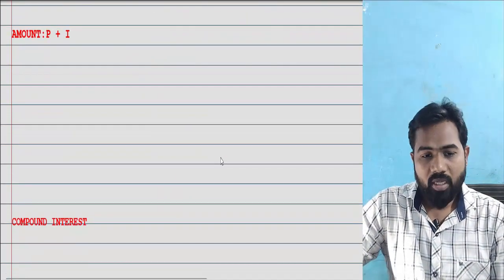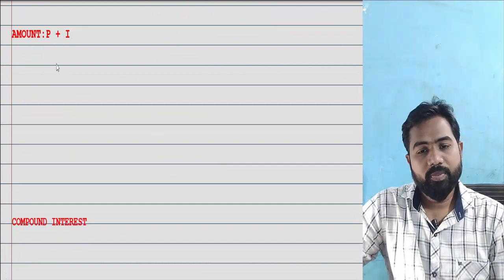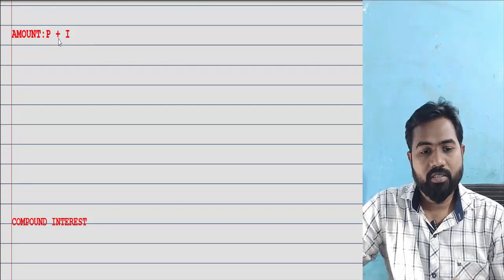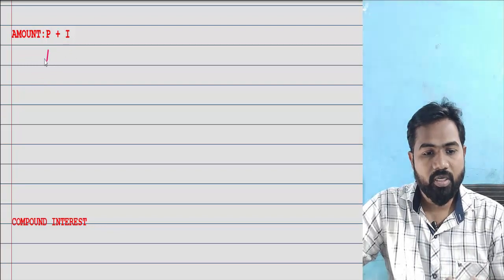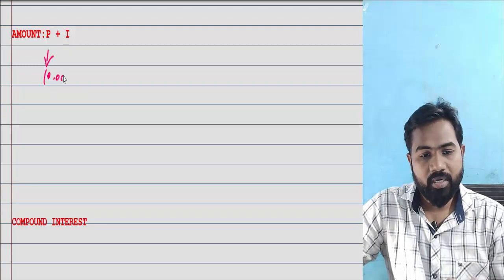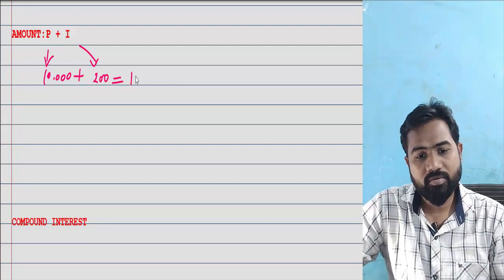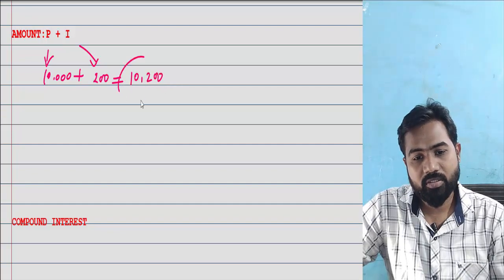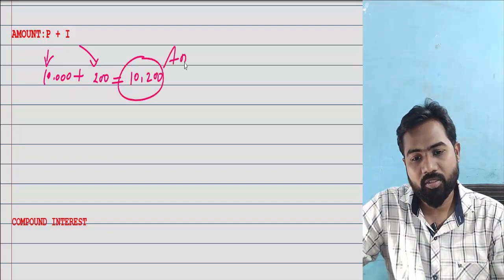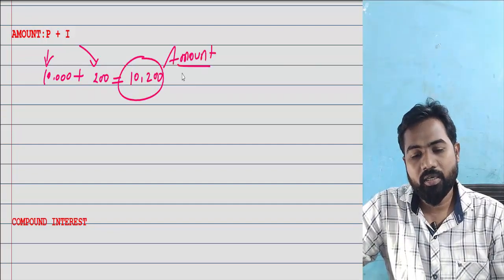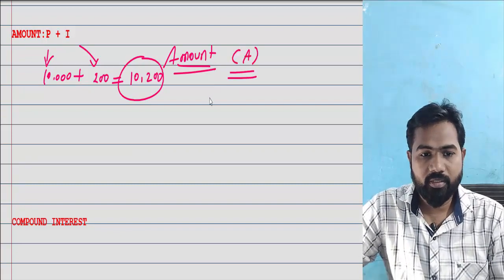So the amount you are now, amount equals principal amount plus interest. Suppose your amount is 10,000 and your interest is 200. So the amount you are going to repay to the bank is 10,000 and 200. This one is known as the actual amount paid by you to the bank. Clear? And it is indicated by capital letter A. Hopefully everyone understood. Clear? That much only.